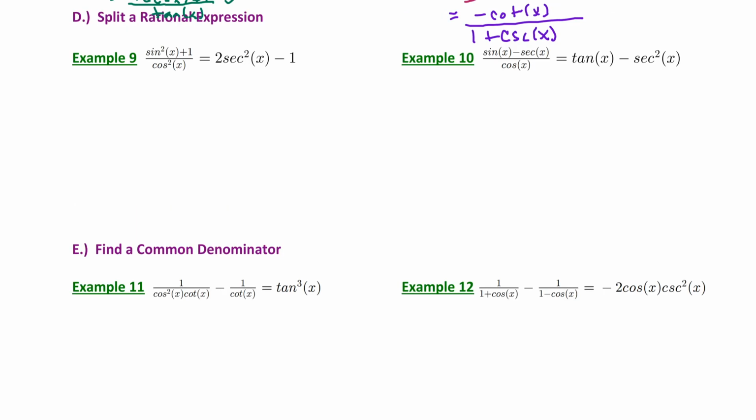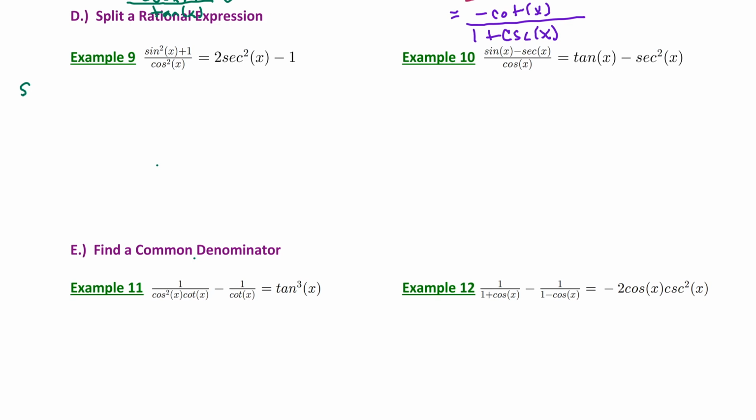An additional technique that may be useful in verifying an identity is splitting a rational expression. So in both examples 9 and 10, notice we have a rational expression, or something that looks like a fraction, with a monomial denominator. That means a single term in the denominator. The technique that we're about to explore only works if you have a single factor in the denominator. If you have a sum or a difference, this will not work. So we're going to begin with the left side. That is, I'm going to write it down exactly as it appears.